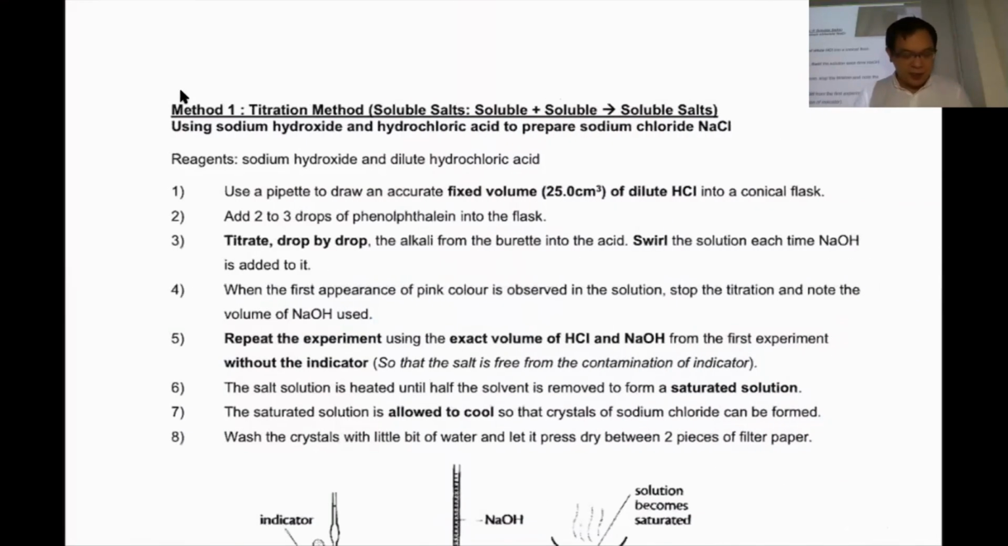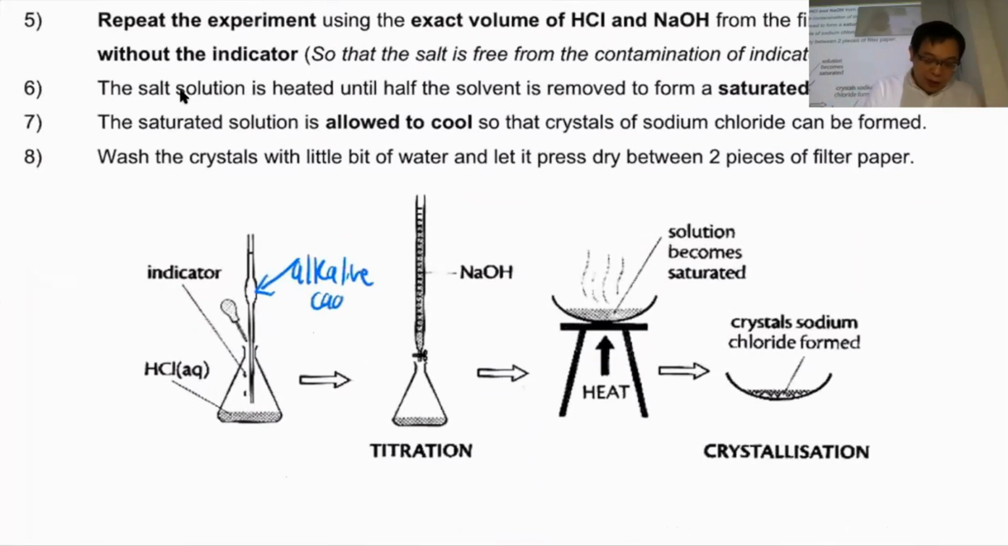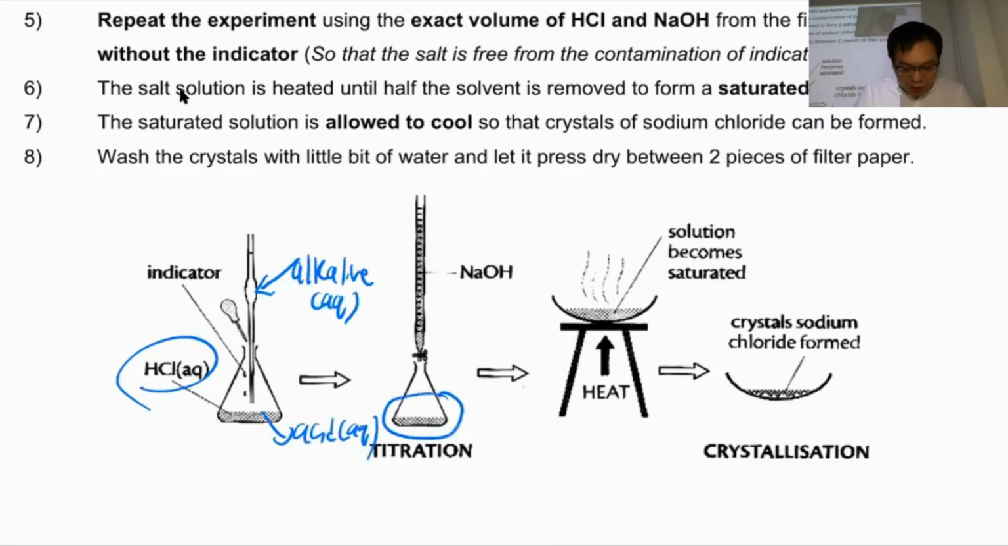So we see the picture first. Titration, what does it mean? That means you simply add an alkaline, which is an aqueous solution, to an acid, which is an aqueous solution. Do you notice that both acid and alkaline are solutions? They are soluble in water. At the end of the day, because acid and alkaline give you a salt, the salt is also soluble in solution.